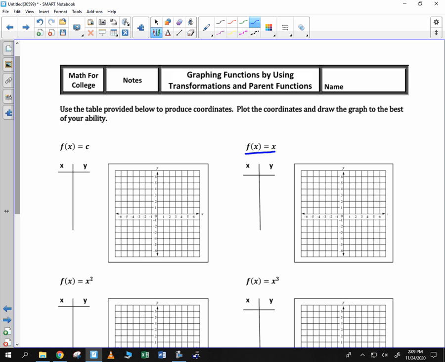They're called parent functions because they kind of make up all the other functions, kind of like they have children and they look similar but a little bit different. Just notice that f of x is notation for function. It'll be like y is equal to x. Okay, y is equal to x.